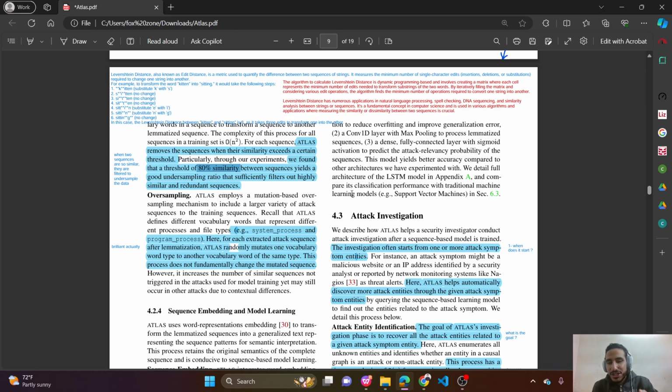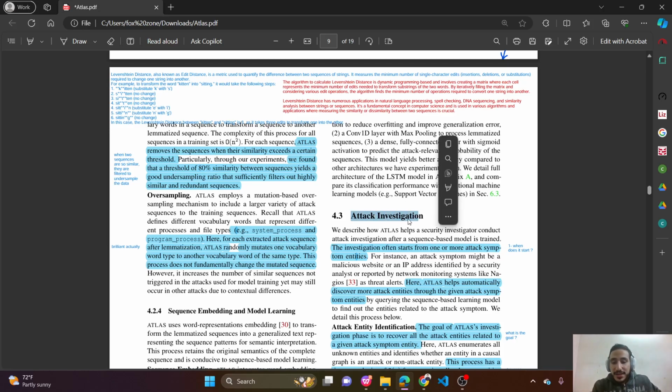Why LSTM? Actually, we're going to talk about why LSTM later, but for now, it is because it takes into consideration the sequence's positions, and position here means when it happened, which one came first, etc. So this is how it is.